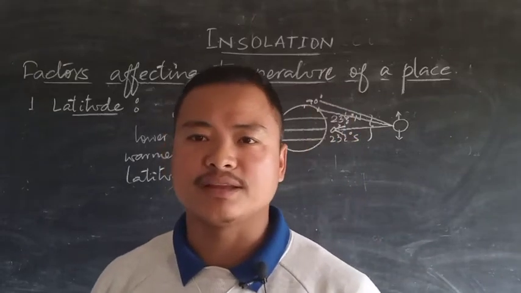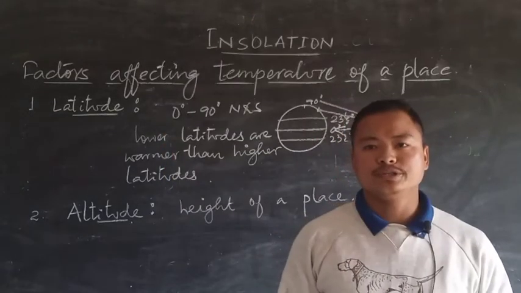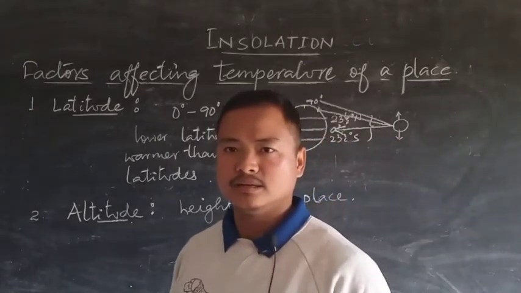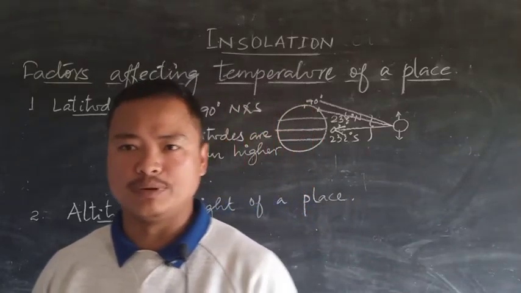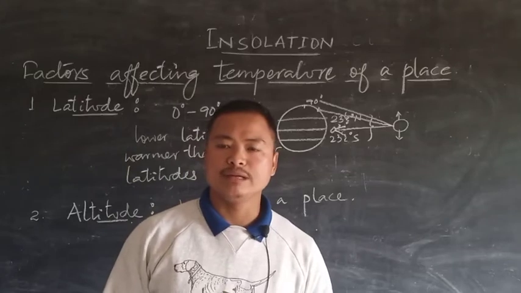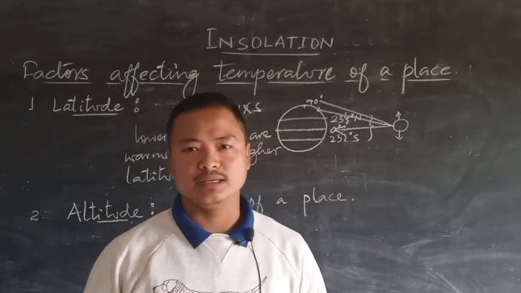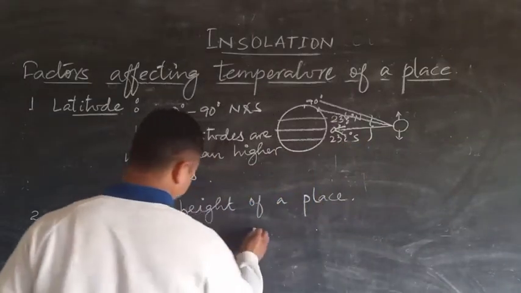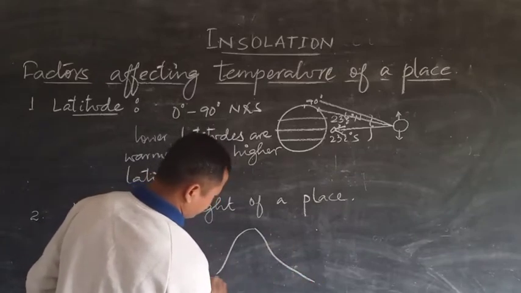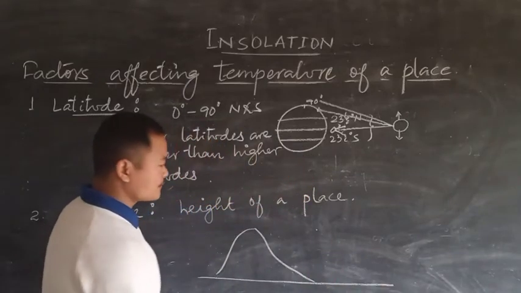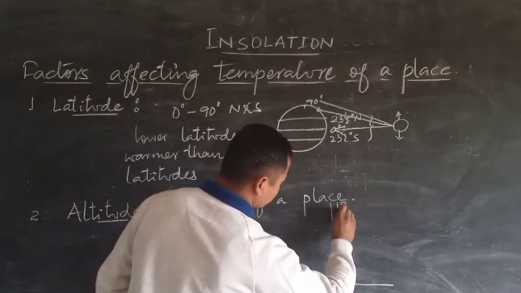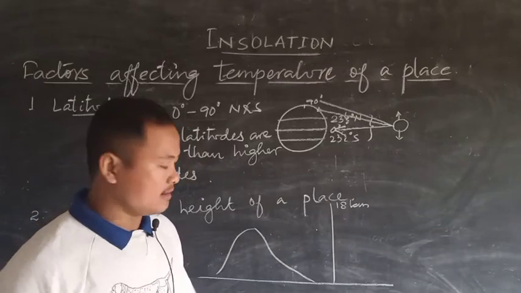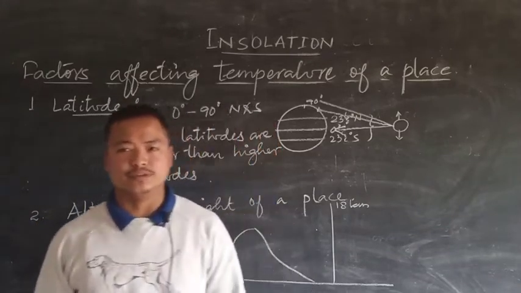Now let's discuss the second factor, that is altitude. Altitude means the height of a place. The height varies from region to region, or from one place to another. In this case, owing to the concept of lapse rate within the tropospheric layer, the troposphere extends up to 18 kilometers over the equatorial areas and some 10 to 12 kilometers over the poles.